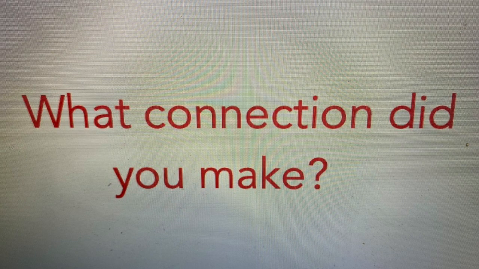And for our final question, what connection did you make? A connection is what the book reminds you of or what it makes you think of. Have you ever lost anything? Have you ever been scared of something and you acted brave even though you were scared? Think about something this book reminded you of. Talk about it, draw a picture, maybe even write about it.